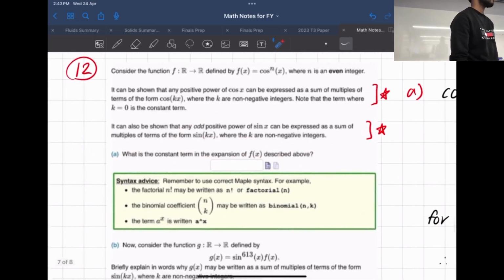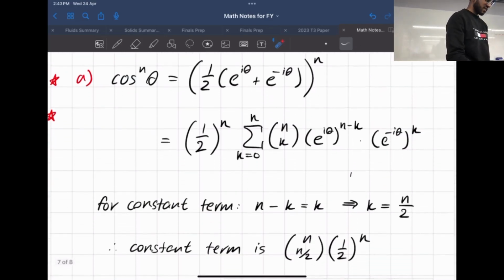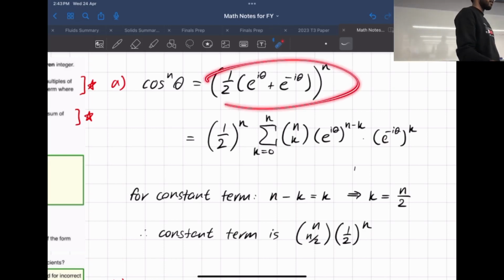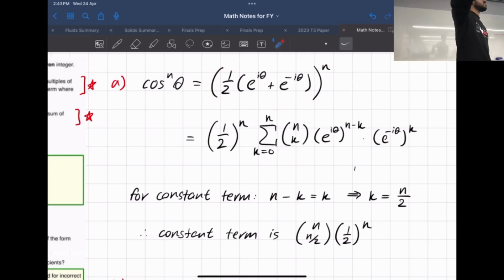Before I show you guys the solution, any ideas how to do this? No? Have you guys thought maybe using complex numbers? Yeah. You're gonna have to use complex numbers for this one. So this is what we get. Okay? So we can express our cos term in terms of exponentials, e to the power of i theta plus e to the power of minus i theta. And then, since it's to the power of n, you're going to have to use the binomial expansion.